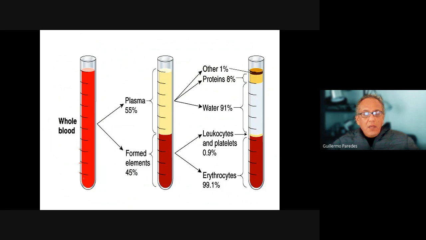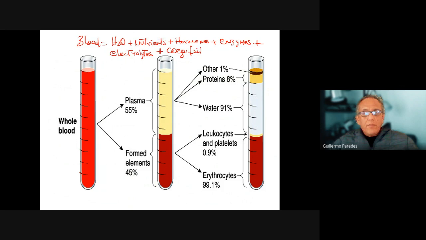The blood is composed of a lot of components: water, plus nutrients, carbohydrates, lipids, fatty acids, plus hormones, all the hormones running, as we talked about in the past, enzymes, and electrolytes. You know what electrolytes are? Electrolytes are ions that are in body fluids. We also have the coagulation factors, the white cells, the platelets, and the red blood cells.